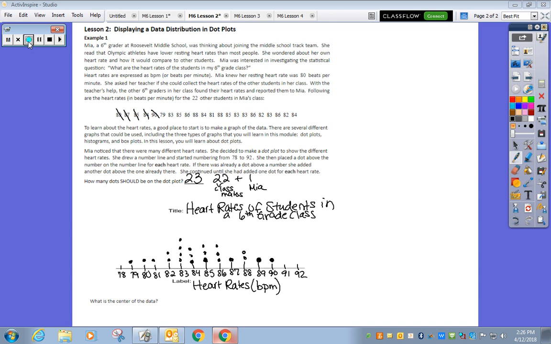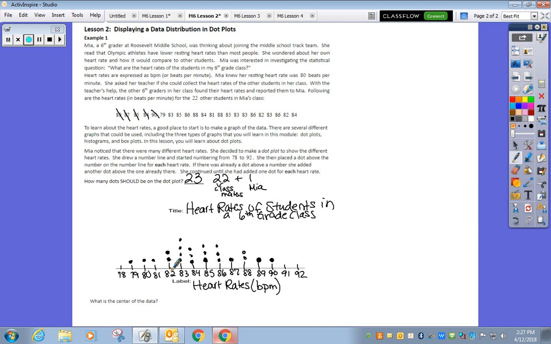Okay, so this is the completed dot plot for this information. So notice if there was more than one heart rate of 82, I put 2 dots above it showing that there's 2 people with heart rates of 82. Okay, so the next thing it asks for is the center of the data.